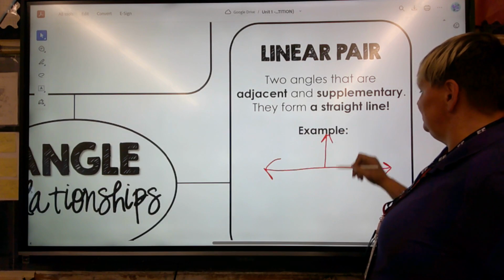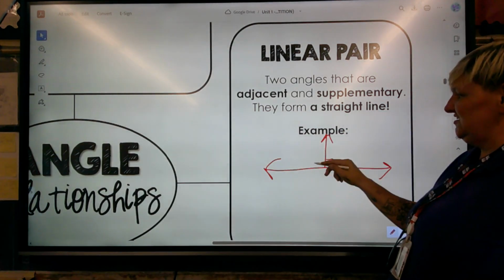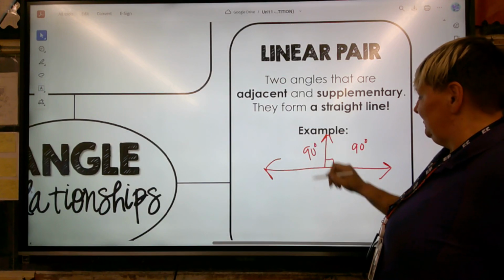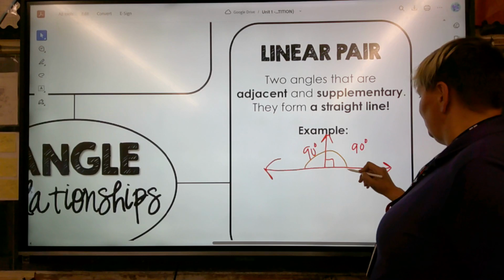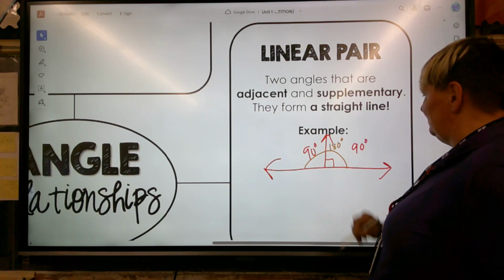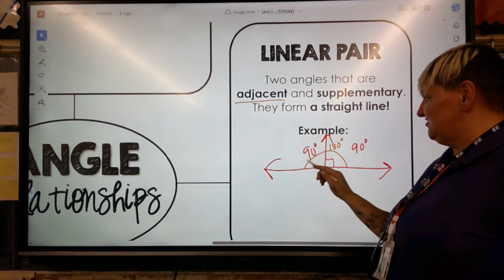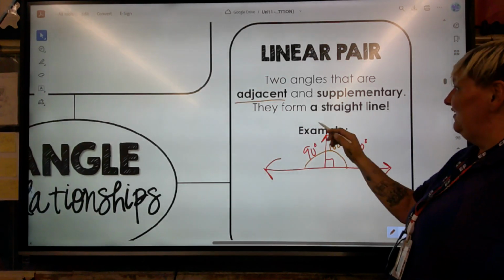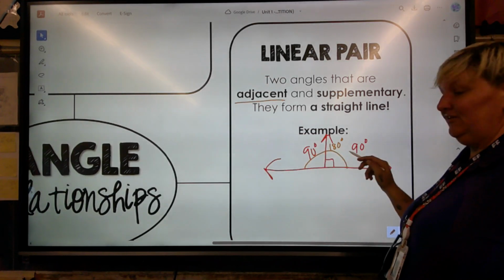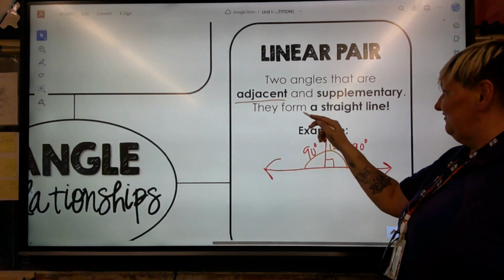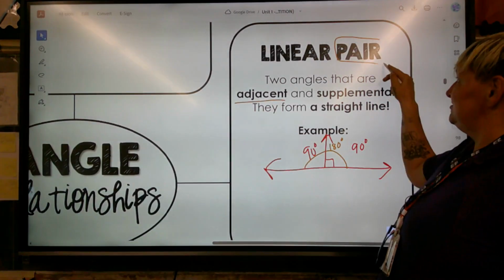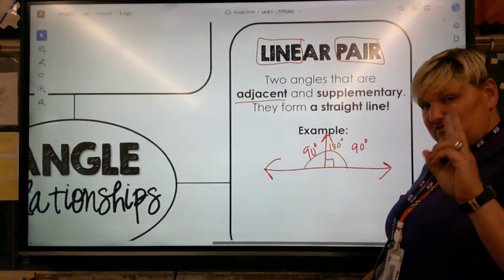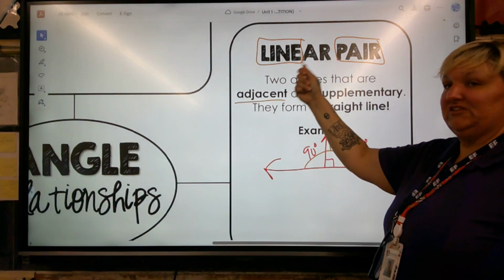Two angles. Let's say this one's 90, which means this one's 90. So if this is 90 degrees and this is 90 degrees, then the total is 180 degrees. So they're adjacent because they're side by side and they share a common wall, a common side. And supplementary because when you add them together, you get 180, a straight line. They are two angles that create a straight line, also known as a linear pair.